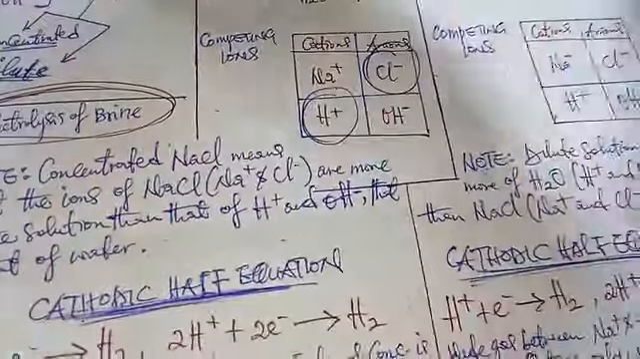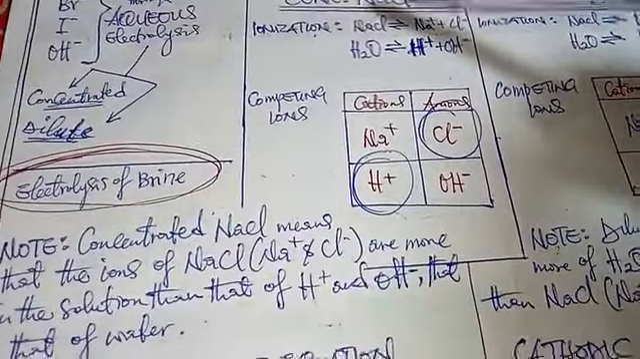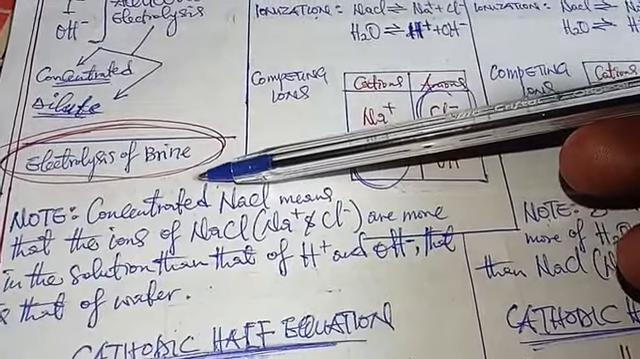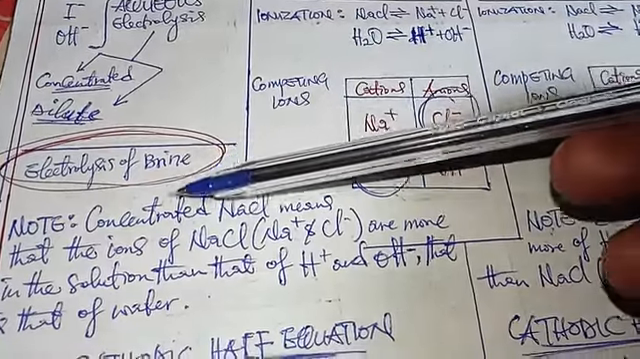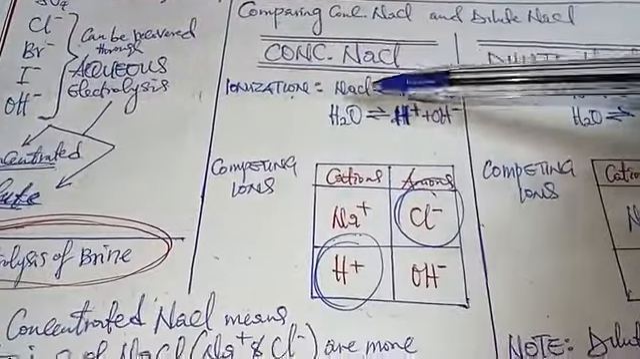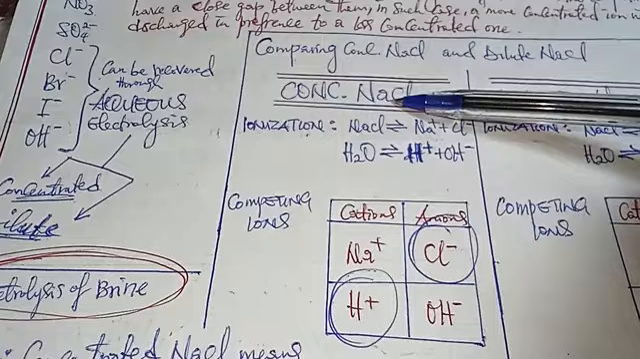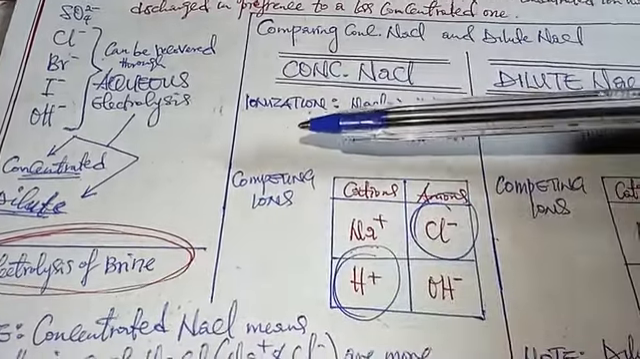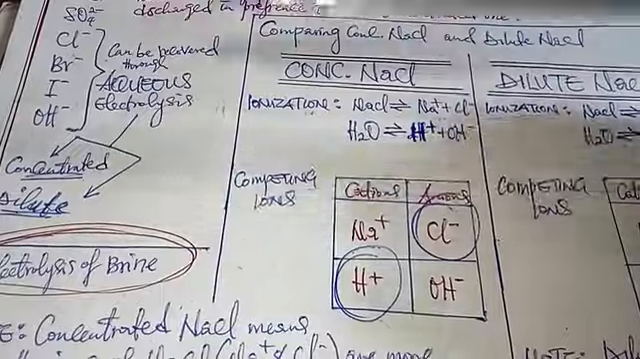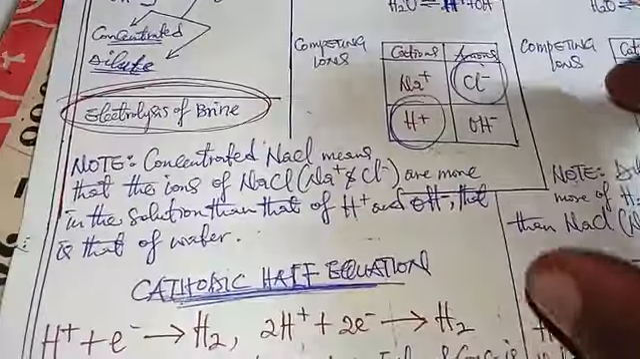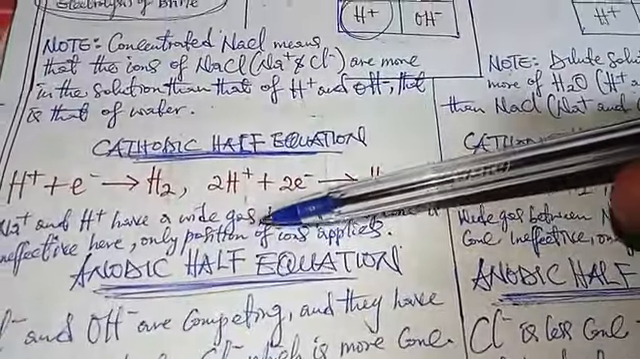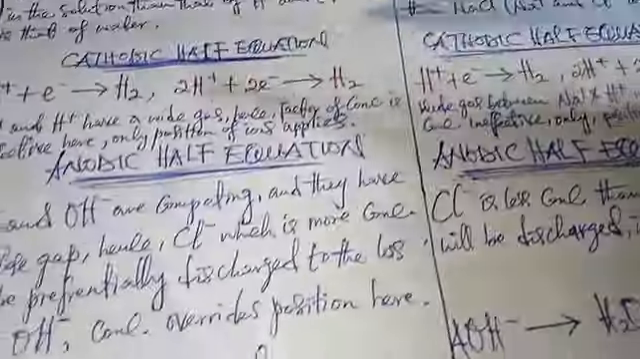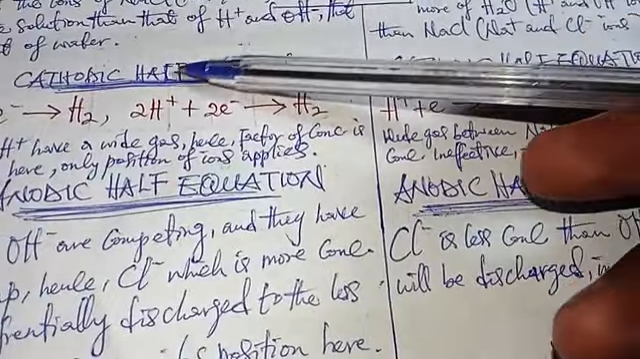Okay, now electrolysis of concentrated sodium chloride is also known as electrolysis of brine. They can ask you what are the products at the anode and cathode during the electrolysis of brine. It is the same thing as electrolysis of concentrated sodium chloride. Brine is a saturated solution of sodium chloride or concentrated sodium chloride. Now we move further. So this part is for the concentrated sodium chloride, while this part is for the dilute sodium chloride. Cathodic half equation.